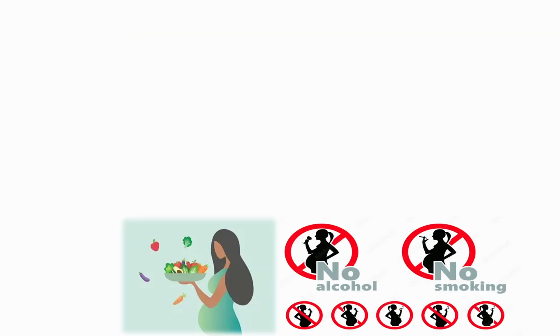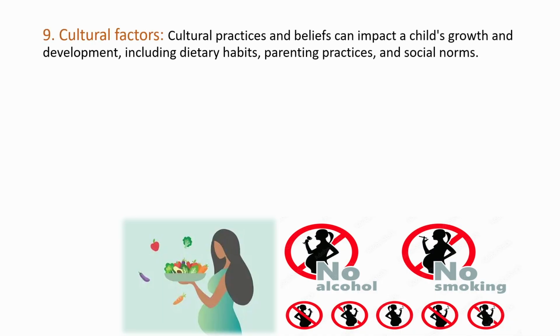Now let's move to the ninth factor, which is cultural factors. A child's growth and development can also be influenced by cultural practices and beliefs. So, what do these cultural factors include? These include dietary habits, parenting practices, and social norms.